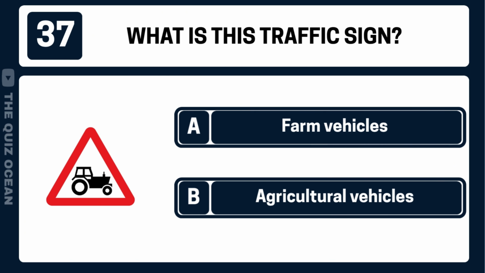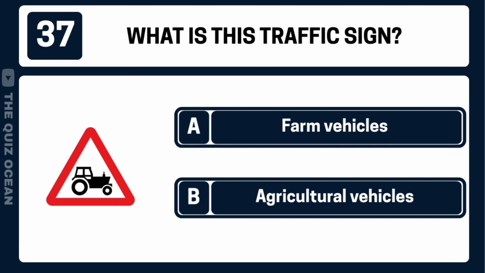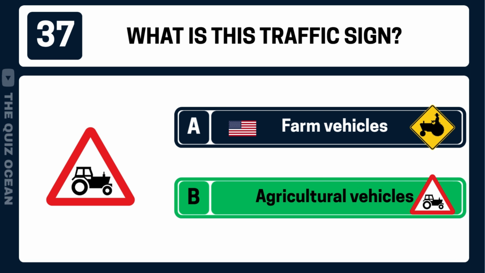What is this traffic sign? A. Farm vehicles. B. Agricultural vehicles. The answer is B. Agricultural vehicles.